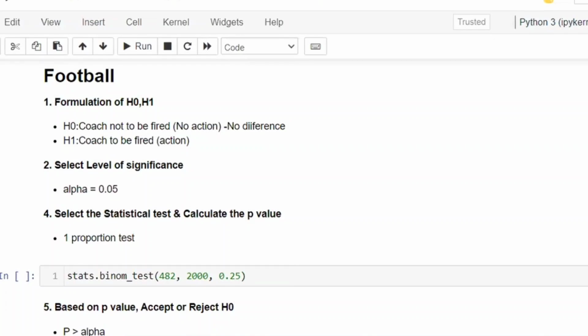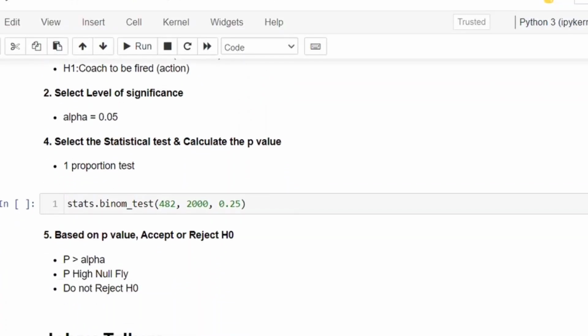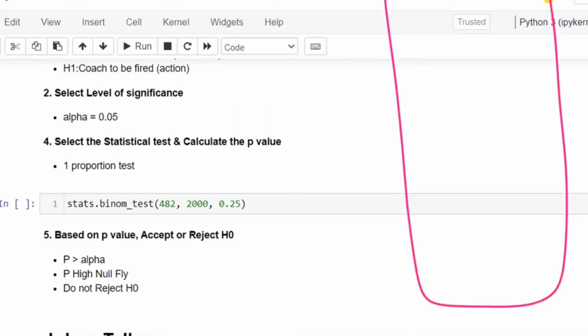Now, what is the level of significance? In the question, they asked for 95% confidence, so automatically alpha is equal to 0.05. Step number 3: no need to check normality or variance. Directly move on to the test. Here the test is called a one proportion test. You have only one column, and out of that, whether they accepted or rejected the coach. Only one column will be there, and inside that, accept or reject will be there.